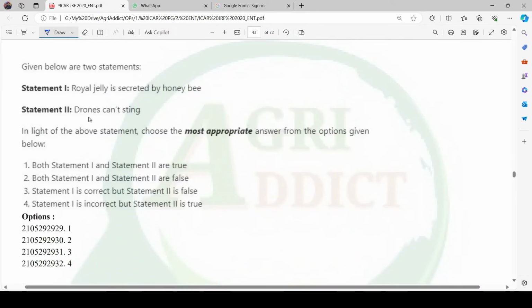Another question. Statement 1: royal jelly is secreted by honeybees. Yes, you know that royal jelly is secreted by honeybees. It is correct. Statement 2: drones can't sting. Yes, the drones, the male insects of the colony, they can't sting. So both statement 1 and statement 2 are true.